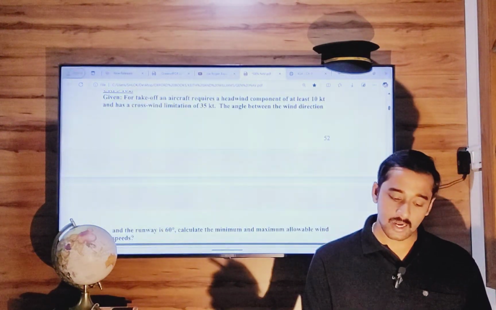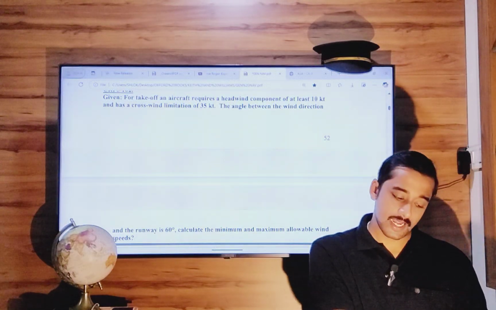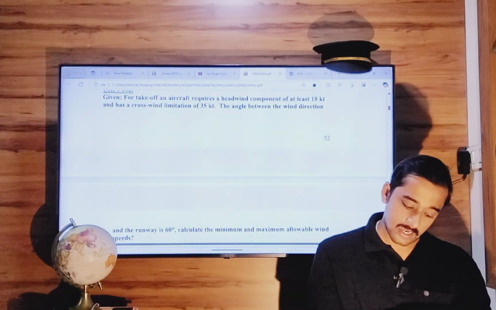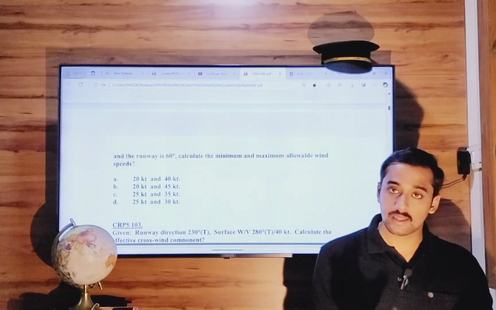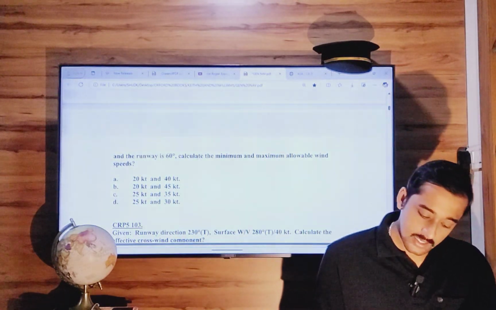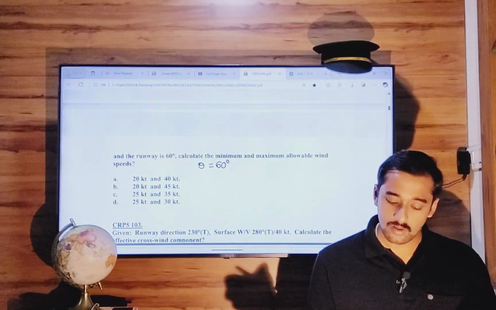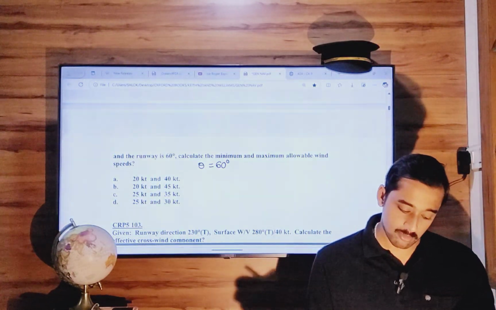For takeoff, an aircraft requires a headwind component of 10 knots, with a crosswind limitation of 35 knots. The angle between the runway and the wind is 60 degrees. In short, theta is 60 degrees. What are the maximum and minimum allowable wind speeds?